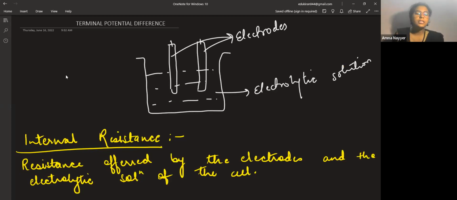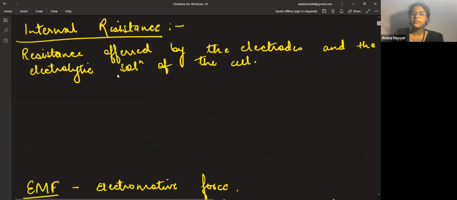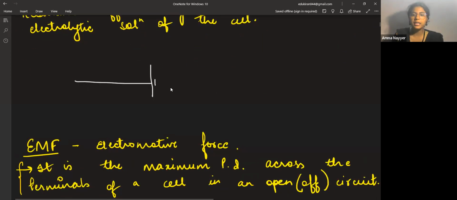Why? See, when we have connected our battery, right? There is an external resistor which you will be connecting in your circuit, right? It can happen that an inductor is also present, a capacitor is also present along with these resistors. So many devices are present, but all those are the external devices. When we are talking about this cell, it will also offer resistance.